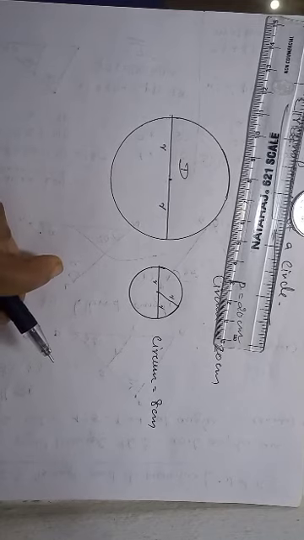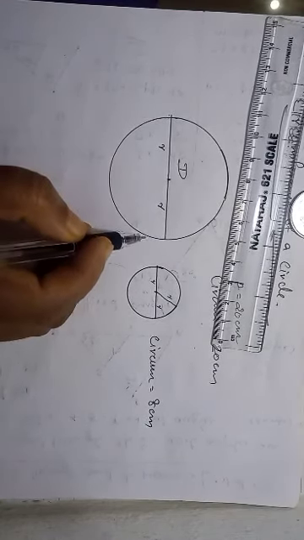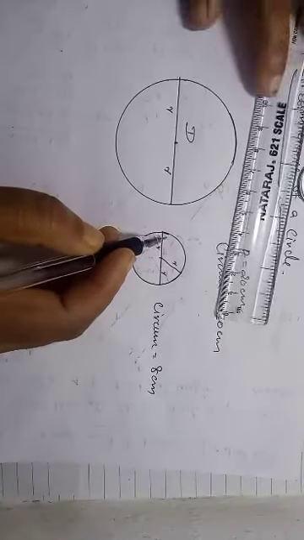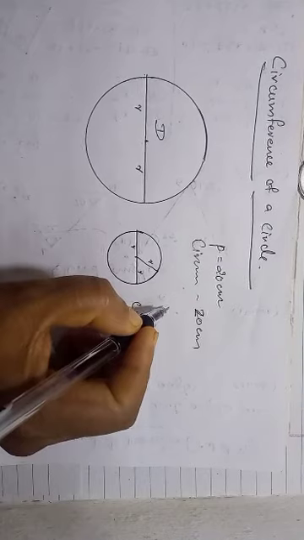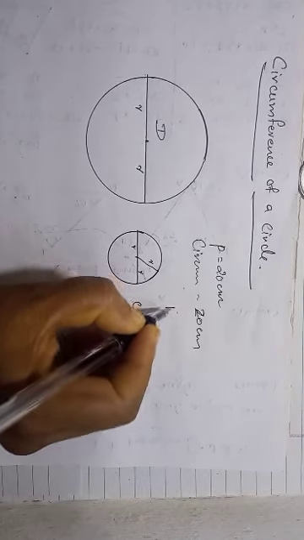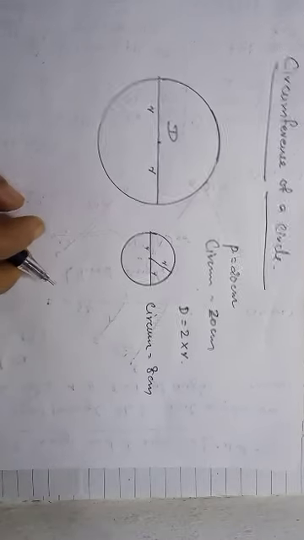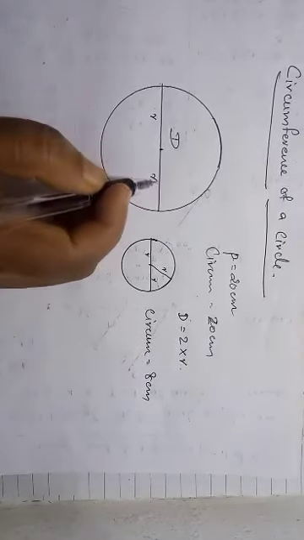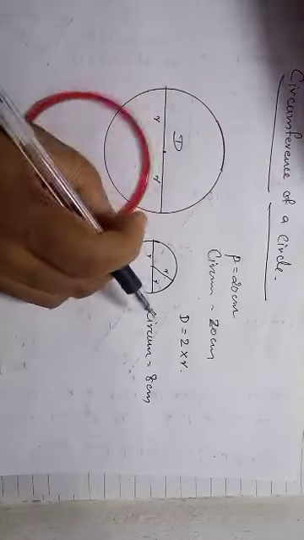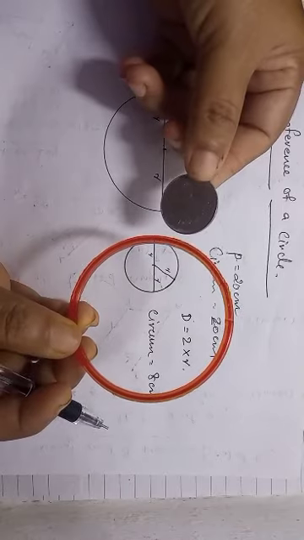You studied all that in lower classes. What is the radius and what is the diameter? What is the relation between diameter and radius? Diameter is 2 times radius. That we also studied in the case of a circle. So we are getting different types of circle using this bangle and this coin.